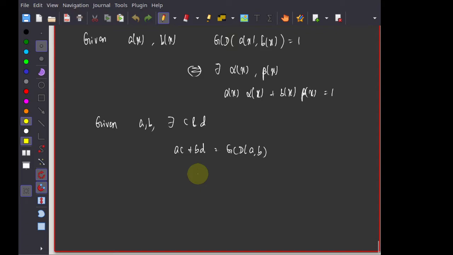And it turns out that this is an if and only if condition. So the GCD of a and b is equal to 1 if and only if there exist integers c and d such that ac plus bd is equal to 1, right? So let's see a proof of this. In fact, I'll do it for polynomials, and therefore you can generalize it to the integers or any ring for that matter.